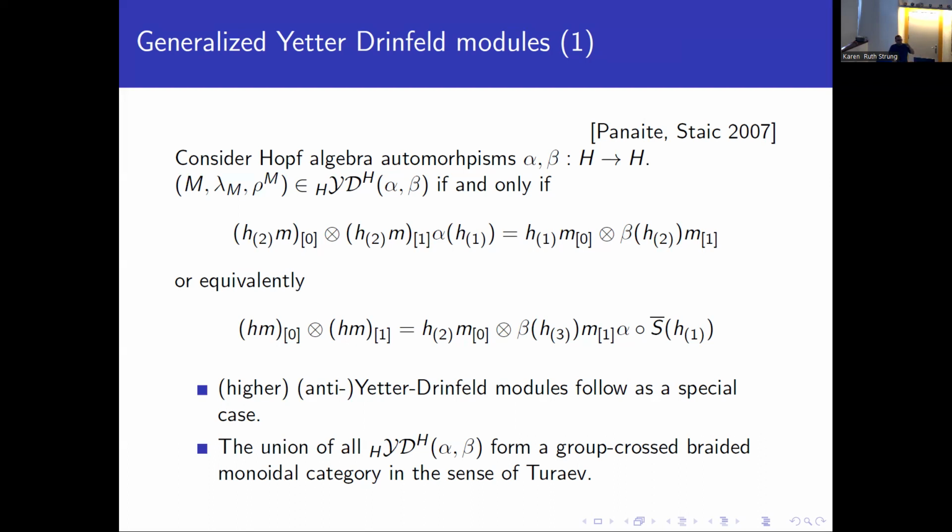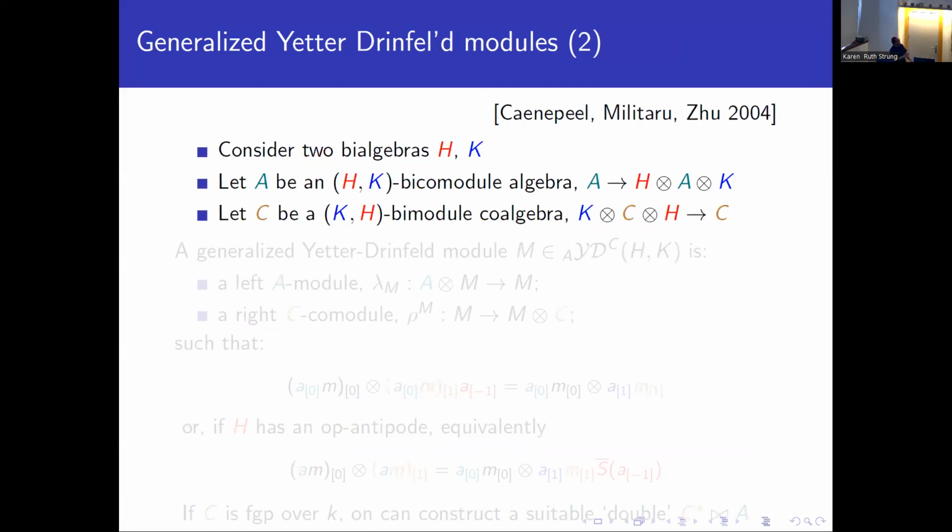But it turns out that this is not really the most general version of YD module, and the most general version, as far as I know, is due to Caenepeel, Militaru, and Zhu in 2004, where now we need to be careful a little bit here. The most general version of the Yetter-Drinfeld module is defined over a YD datum, and in this YD datum we have four things. The first thing that we have is two algebras H and K, and we will also need an H-K bicomodule algebra A, and also a bimodule coalgebra C. So that's our YD datum.